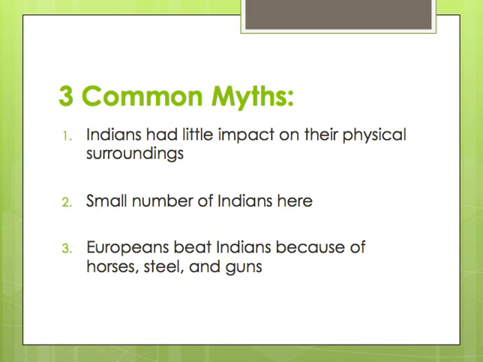There are three common myths surrounding the Native Americans. The first one, Indians had little impact on their physical surroundings. Number two, small number of Indians actually lived here. And number three, Europeans beat the Indians because Europeans had horses, they had steel, and they had guns as well. I want to talk about these myths one at a time.